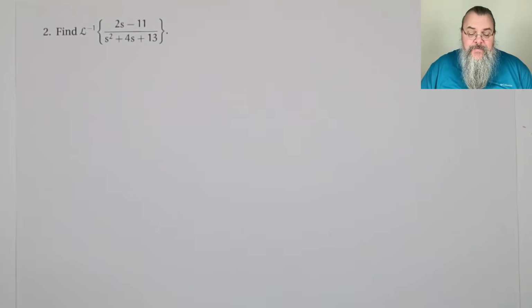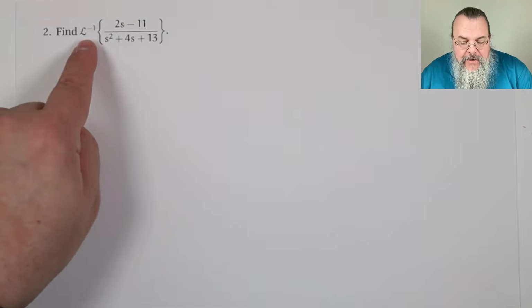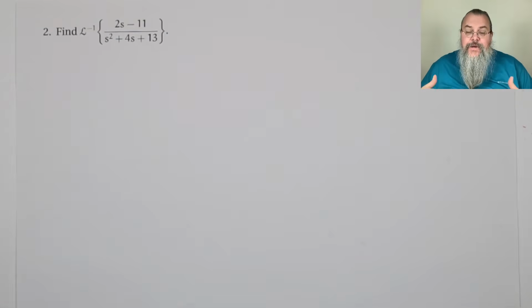Number 2. Find the inverse Laplace, L inverse, of (2s minus 11) over (s squared plus 4s plus 13). Let's start by looking at our denominator, s squared plus 4s plus 13. Does it factor in a nice way?